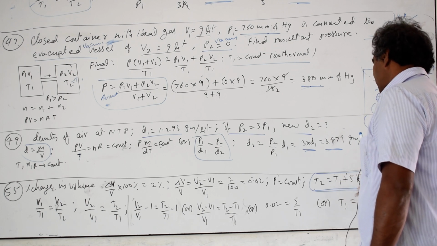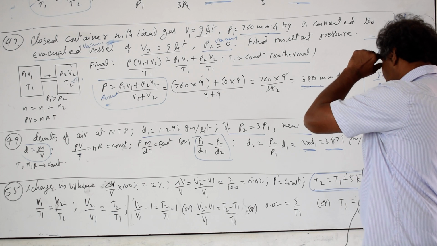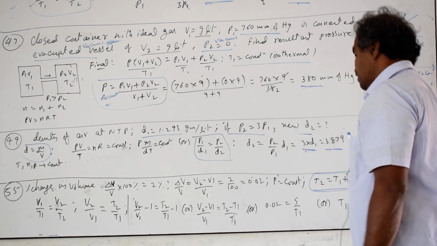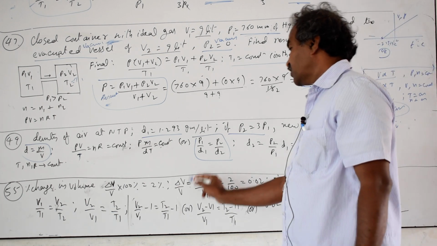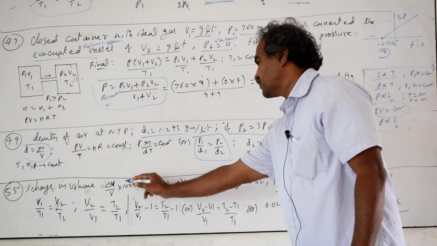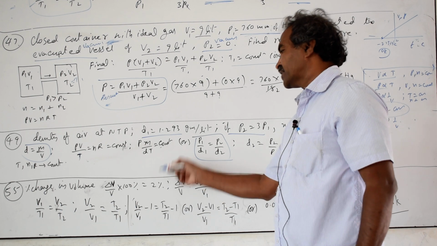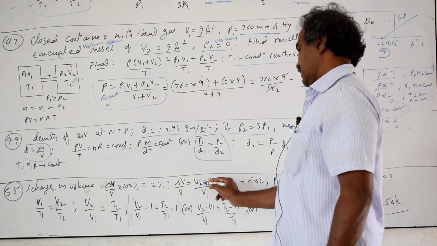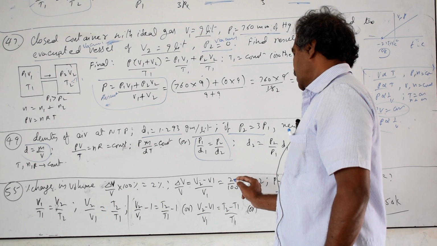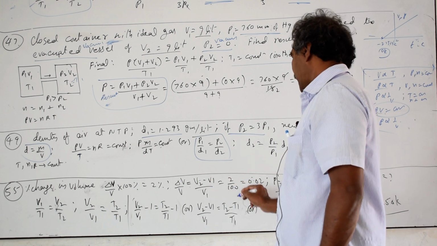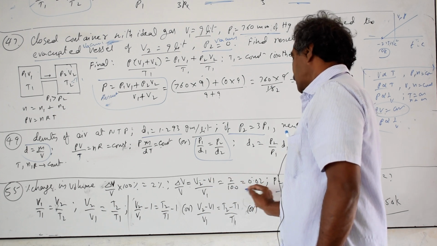Change in temperature is 5 Kelvin. Final temperature is T1 plus 5. And we are asked to find T1. Pressure is kept constant. Change in volume by initial volume: delta V itself is V2 minus V1. A plus percentage means an increase in value, minus means a decrease. So here V2 minus V1 by V1 equals 2 by 100, percent meaning per 100, which is 0.02.